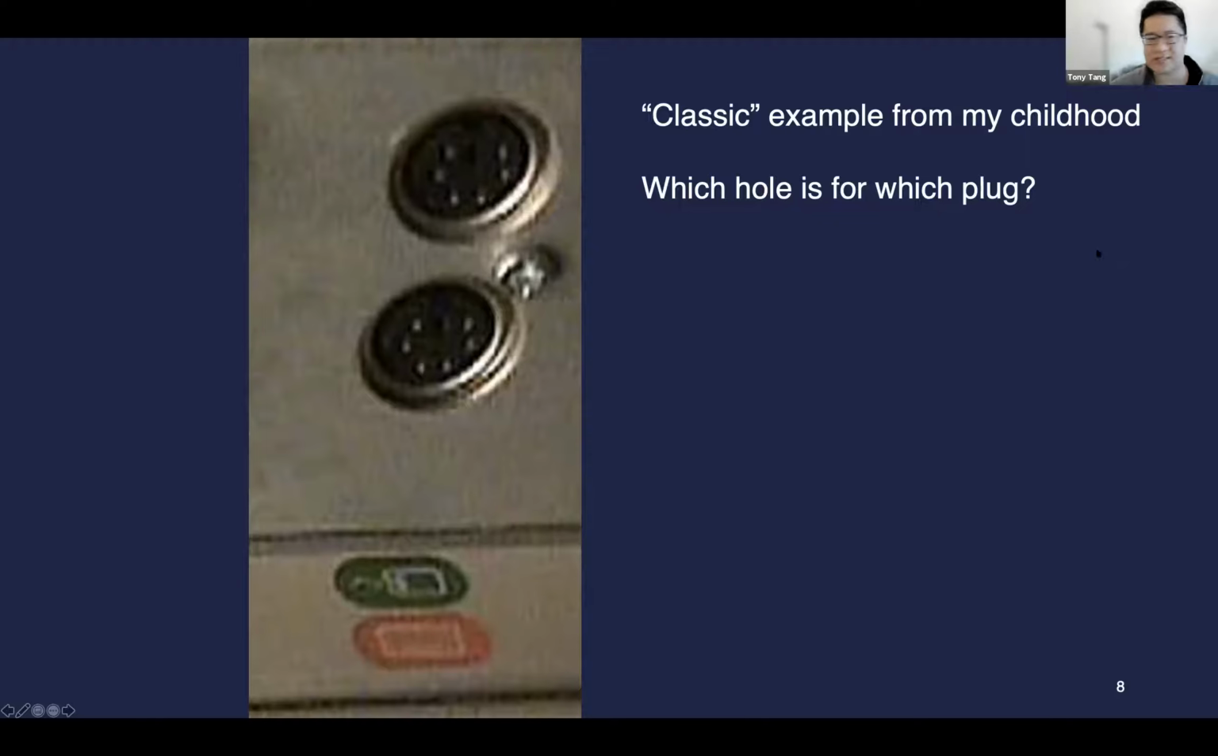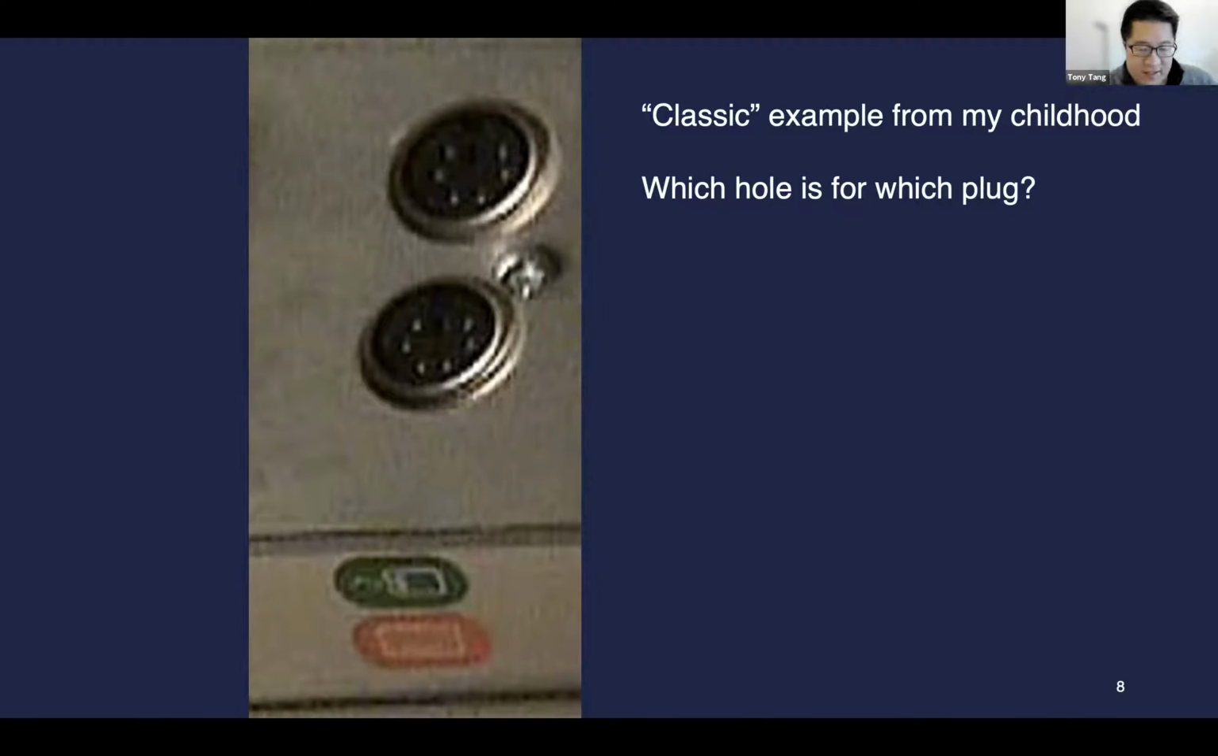I was going through some old slide decks the other day, and I realized that this example, which I like to show, is now truly a classic example from my childhood. And I'm curious how many people have any idea what this is. And if you don't, it's not a big deal. I'll walk you through this. If you do, then you know exactly what I'm talking about.